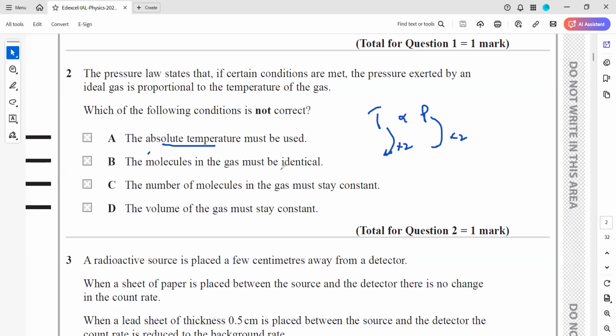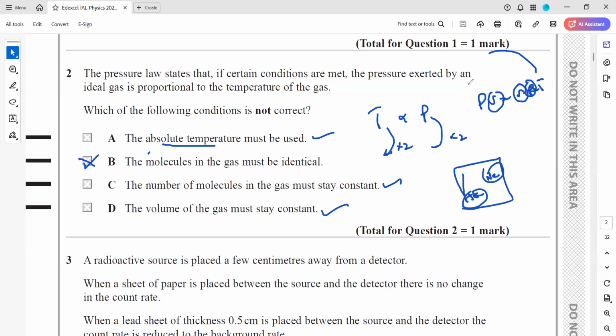The molecules in a gas must be identical for the same mass of gas. It's about the same mass of gas, not about the particles being identical. It's valid for any kind of gas. Even if we have a mixture of gases like helium and neon, it will also work. The number of molecules in a gas must be constant. Yes, that should be. The volume of the gas must stay the same, because we are applying PV equals nRT, so V should be constant. The number of moles should be constant. R is a constant. So T will be proportional to P.